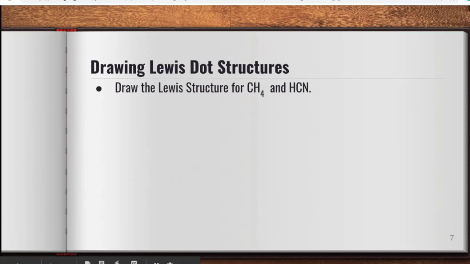Alright, so it's asking us to draw out the Lewis structure for CH4 and HCN. So we need to take a look here. So we got CH4 and HCN. Let's do CH4 first. Okay, so the first step, let's count up the total number of valence electrons we have to play with here. So we got a carbon and 4 hydrogens. Carbon, when I look at my periodic table, has 4 valence electrons. Hydrogen, each one has 1, but since there are 4 of them, I have 4, so that makes 8. Off to a good start.